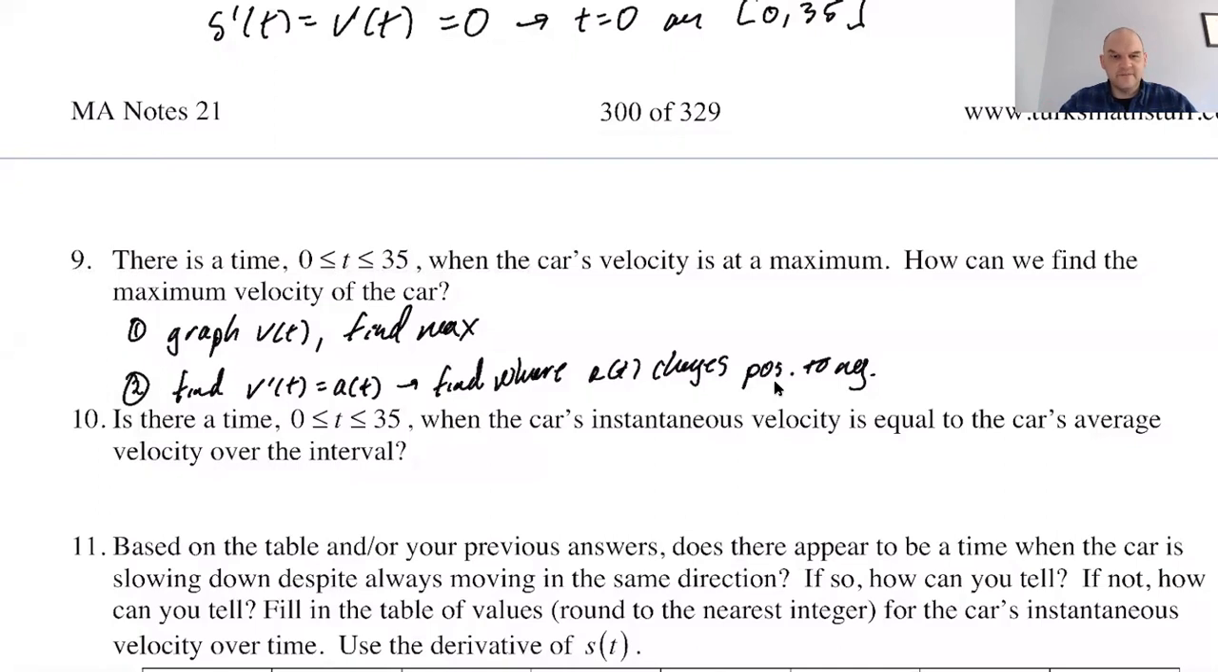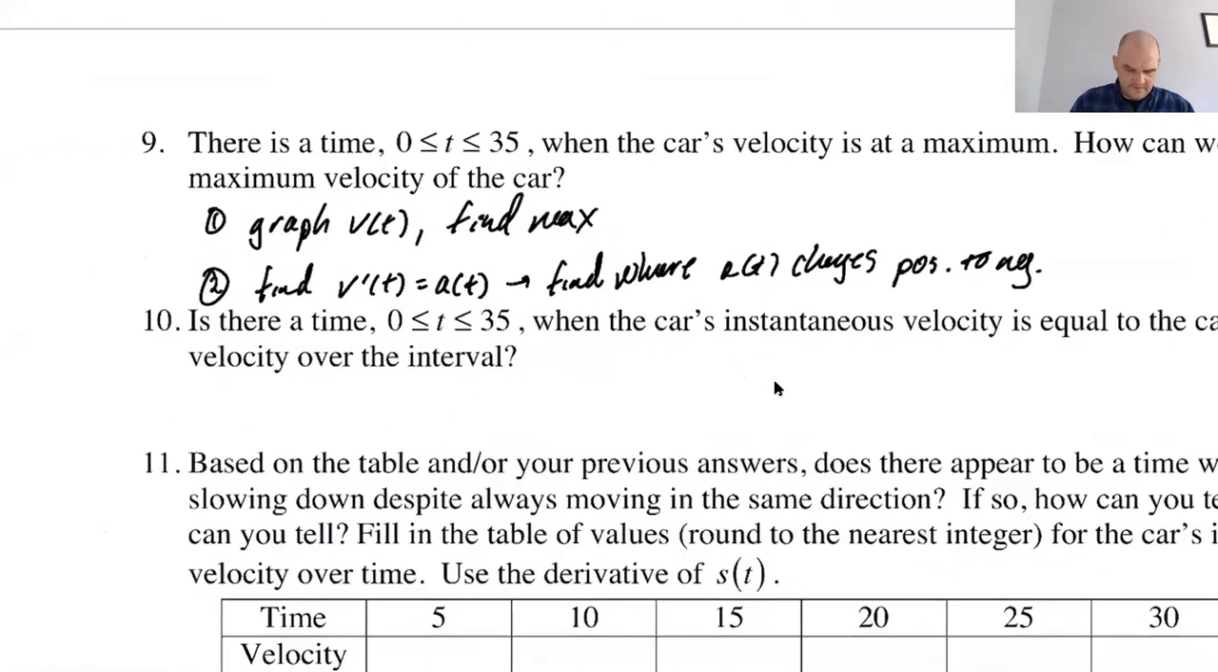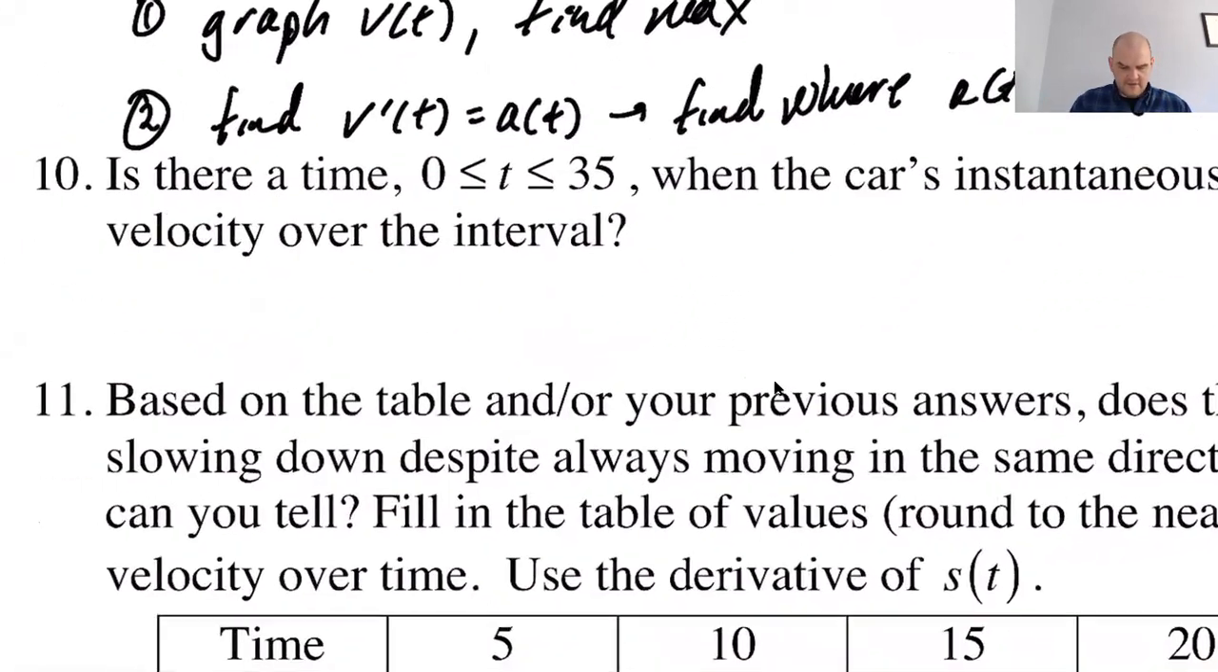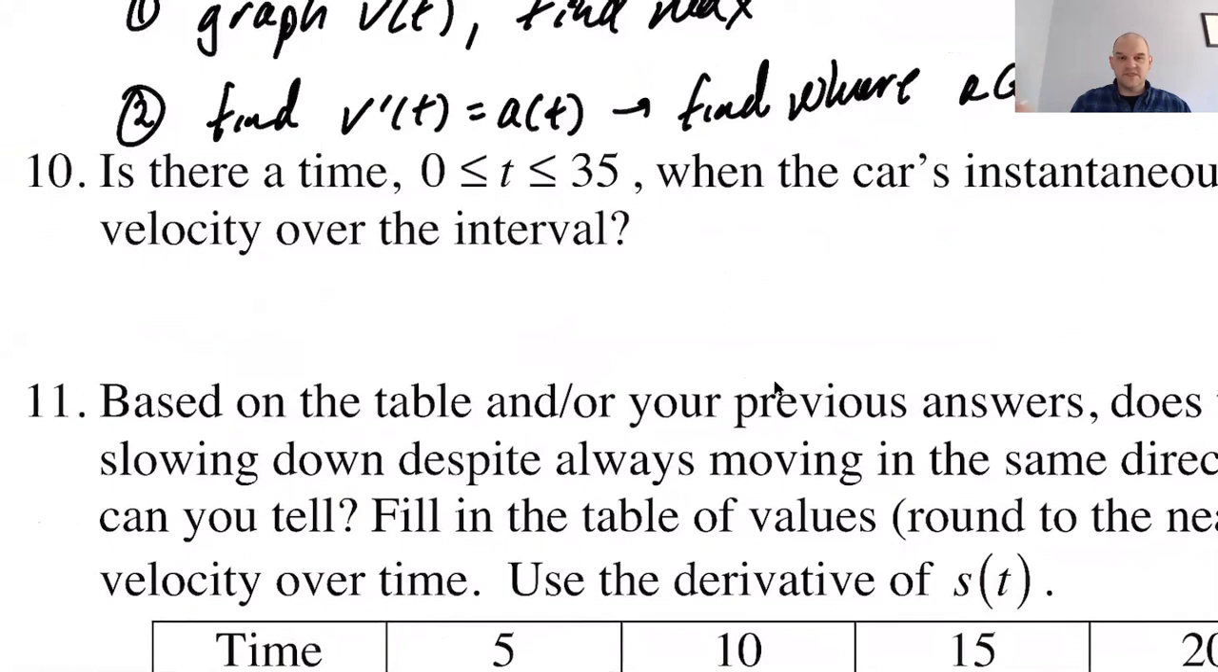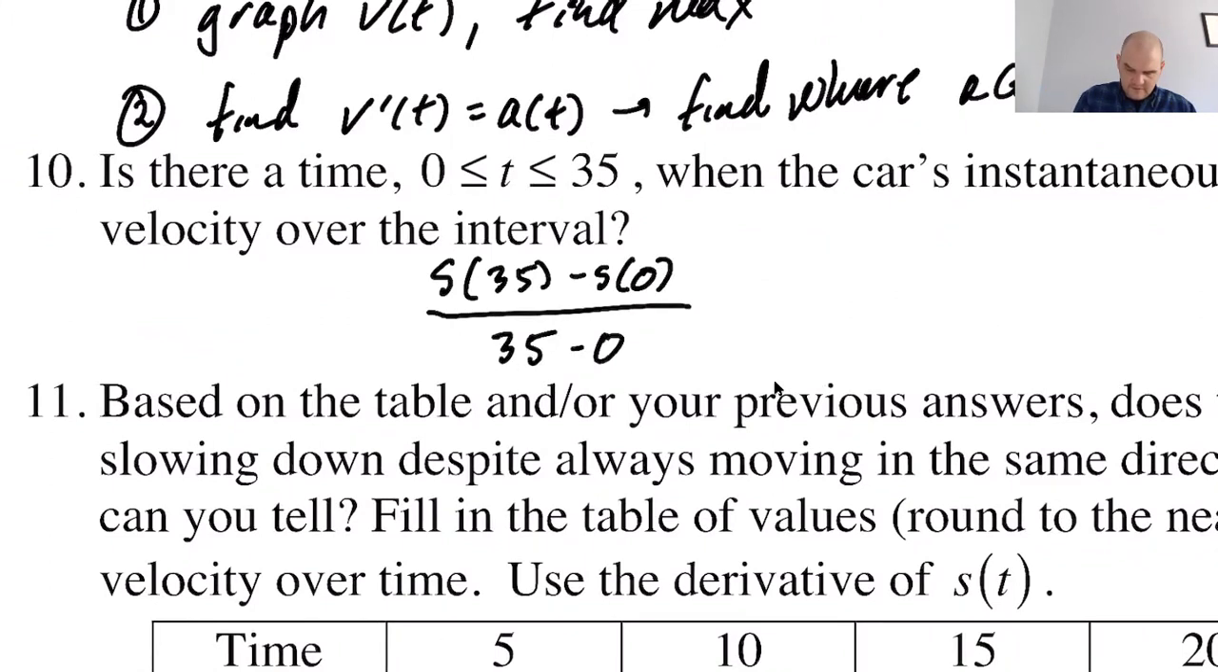All right, is there a time when the car's instantaneous velocity is equal to the car's average velocity on the time interval? Okay, so average velocity was the average rate of change of position on the time interval. So that will be S of 35 minus S of 0 over 35 minus 0. Okay, that's the average rate of change of position, which is average velocity. We want to know if that ever equals the instantaneous velocity, which is v of t.